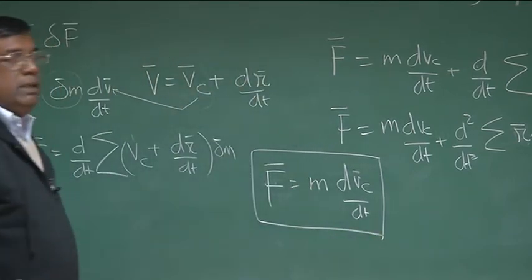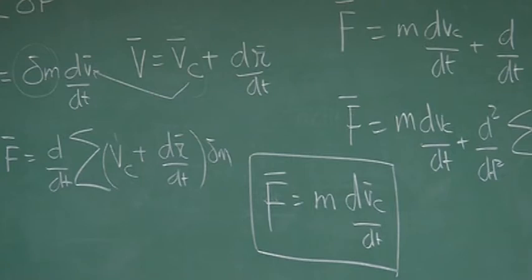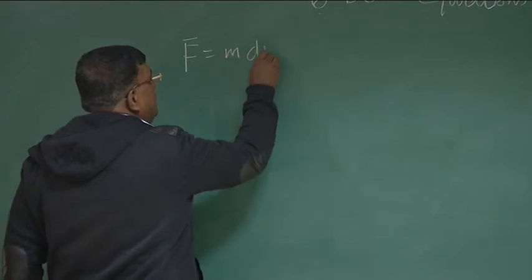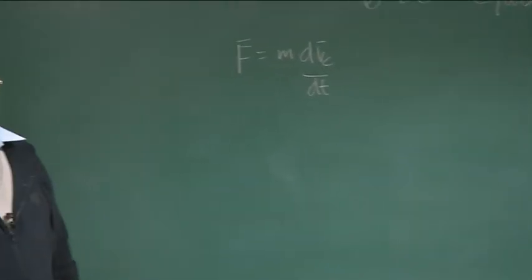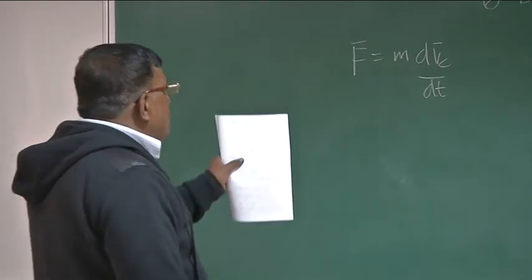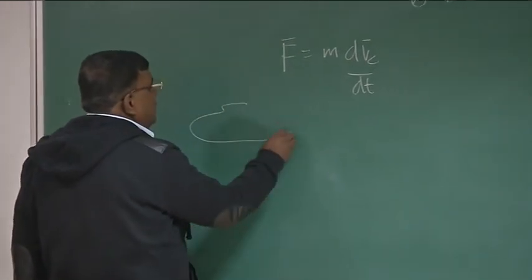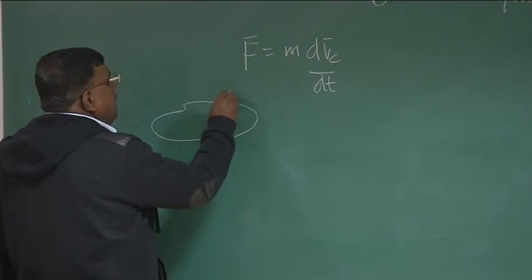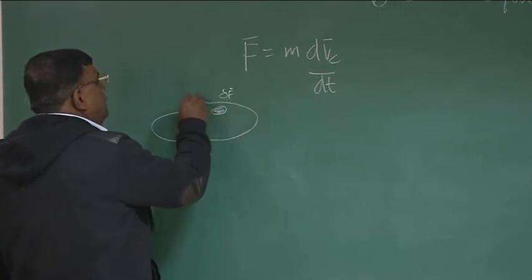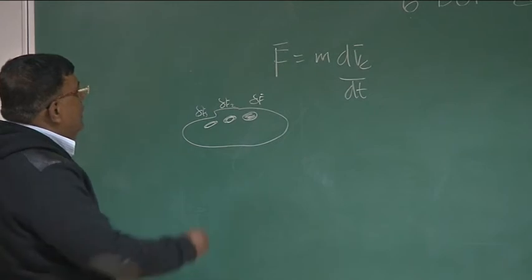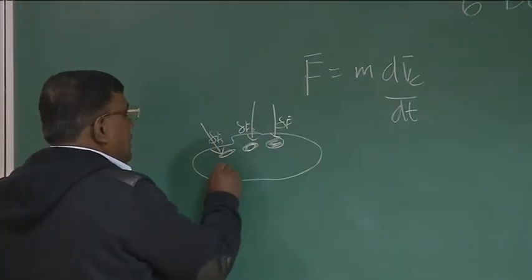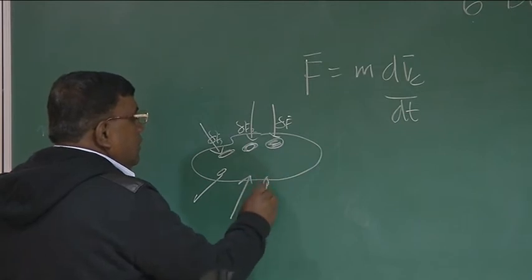What is the physical meaning of this? Try to understand that. F is equal to m dVc by dt. Vc is the velocity of center of mass with respect to inertial frame. We started with this body, we took an element mass, and you say this is delta F acting, another mass delta F2, another mass delta F3. So let's say all these forces are acting in a general direction on this body.